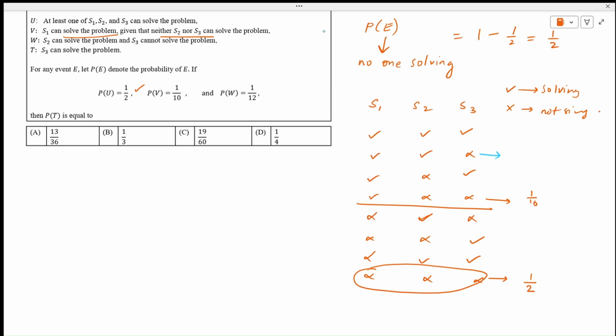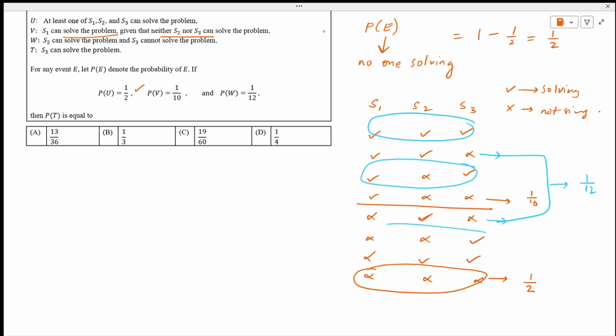So here S2 can solve and S3 can't. One more event here also S2 can solve and S3 can't solve the problem. So the probability of these two events happening is 1 by 2. So you are left with these cases where S3 will definitely solve the problem. If you look closely, these are the cases where S3 can solve the problem.